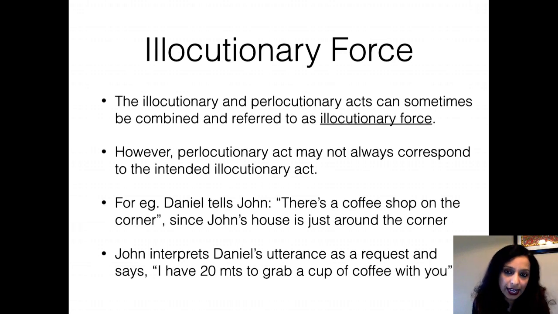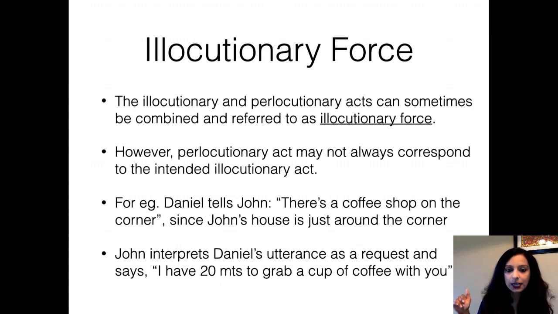Sometimes the illocutionary act and the perlocutionary act combine together, and when this happens, it is called illocutionary force. Now, here's an example of this. Imagine two people are having a conversation, Daniel and John. Daniel tells John, there's a coffee shop on the corner, right? Because John's house is around the corner, so Daniel says, there's a coffee shop on the corner. But John interprets Daniel's utterance as a request. Daniel was just merely saying that, look, there's a coffee shop on the corner. I'm just giving you this information.